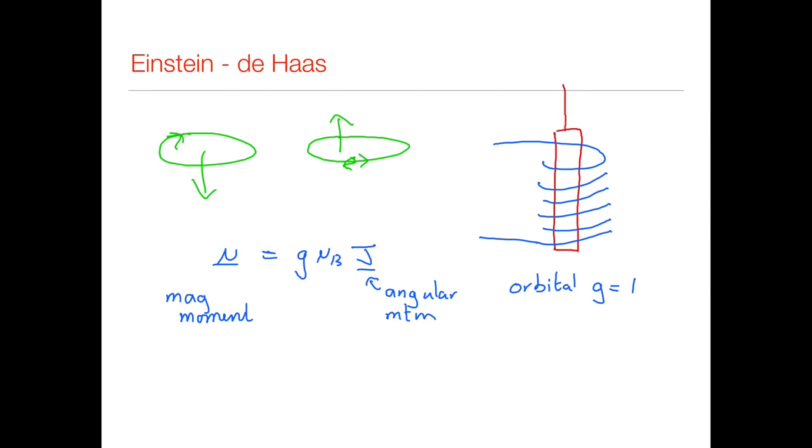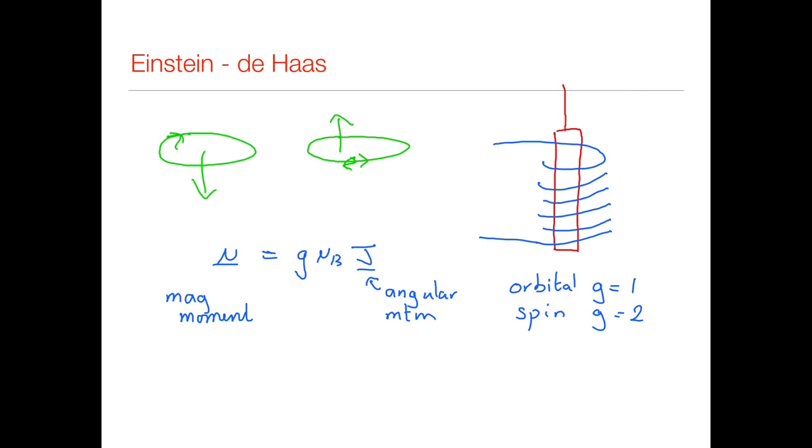But we know he was looking at iron, and we've just seen on the previous slide that the magnetism of iron is almost completely coming from the spin of the electrons. And for spin angular momentum, the G factor is equal to 2. So if these experiments had been done more carefully, what would have been noticed is that there was an unexpected factor of 2 between the magnetic moment and the angular momentum.